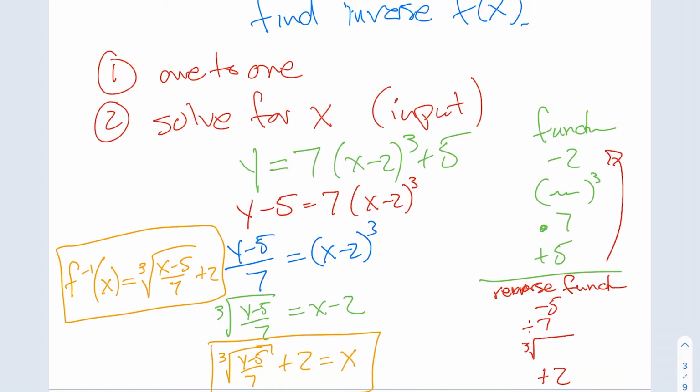The better way to think about it is you start with x as an input and y as an output, and you want to solve for x, the input, so that if I tell you down here that I got an output of y, here's the rule: I subtract 5, divide by 7, cube root it, add 2, and I get x, the original number you started with.